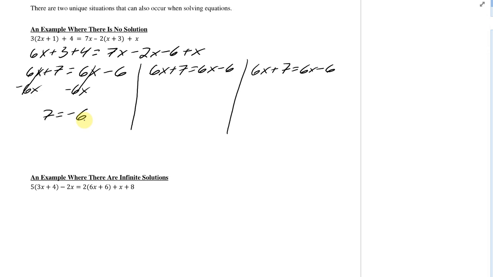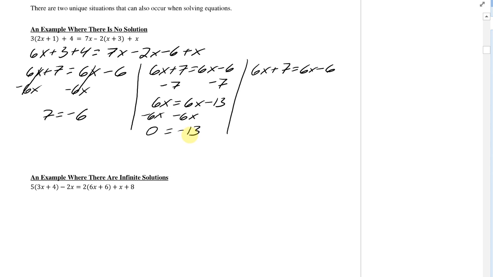Another way you could have done this is maybe you kept the 6x's, but instead you said I'm going to subtract off the 7, and now I get 6x equals 6x minus 13, and then you subtract off the 6x's, and then you ultimately get that you have 0 equals negative 13. That would be fine too.